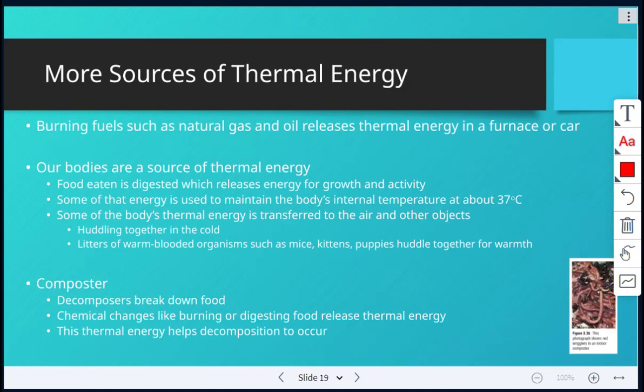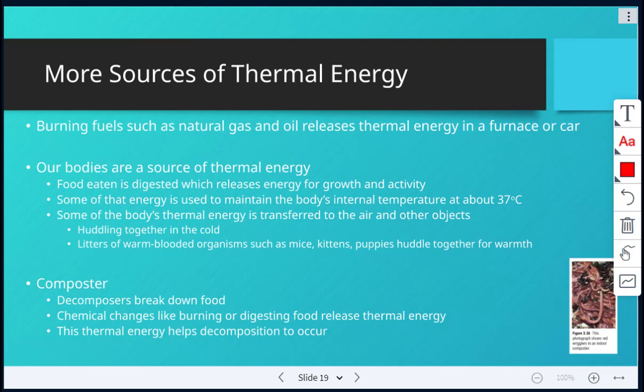All right, just looking here now at more sources of thermal energy. So burning fuels such as natural gas and oil releases thermal energy in a furnace or car. Our bodies are a source of thermal energy. The food we eat gets digested and then it gets released as energy for growth and activity in our bodies. Some of that energy is also used to maintain our internal body temperature at about 37 degrees Celsius. And then some of that thermal energy from our body also gets transferred to the air and other objects. All right, it gets lost as heat.